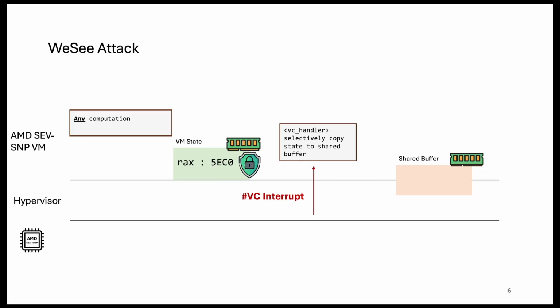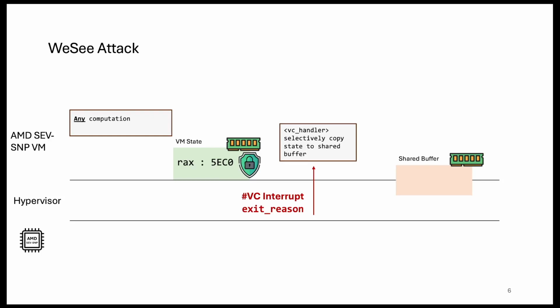Turns out with SEV SNP, the hypervisor can arbitrarily inject this WeSee interrupt at any point during the VM's execution. See that the VM in this case is not executing any instruction that needs hypervisor support. The hypervisor can interrupt this VM at any point. If that sounds bad, well, it gets worse. The hypervisor can also control the exit reason register when it injects the interrupt. So it can influence the state that is being copied in and out of the VM by the WeSee handler.